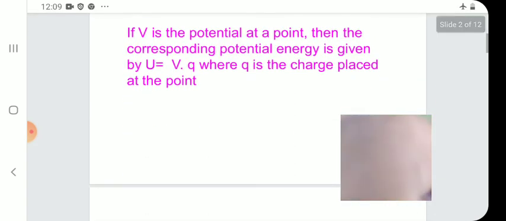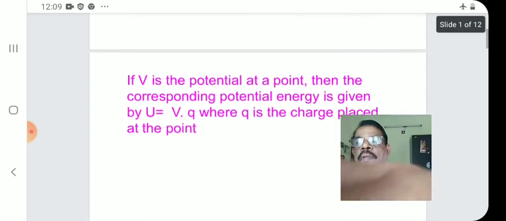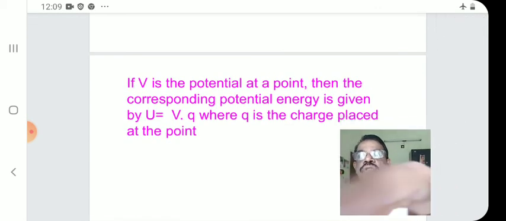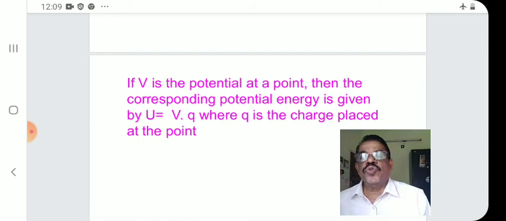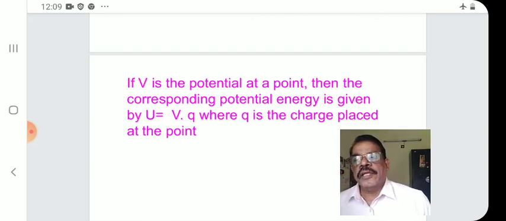What's the potential? If V is the potential at a point, then the corresponding potential energy is given by U is V into Q, where Q is the charge placed at the point. Potential energy and potential are the same, the only difference being the charge quantity. The work done by 1 coulomb is called potential. The work done by Q coulomb, that is V into Q, is called potential energy.